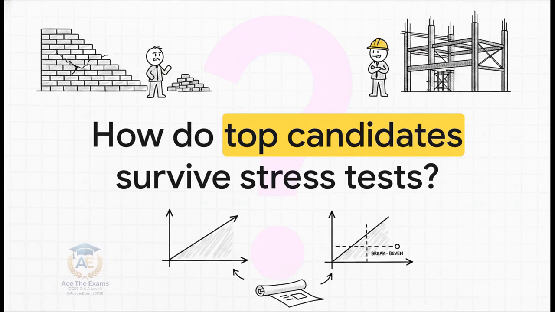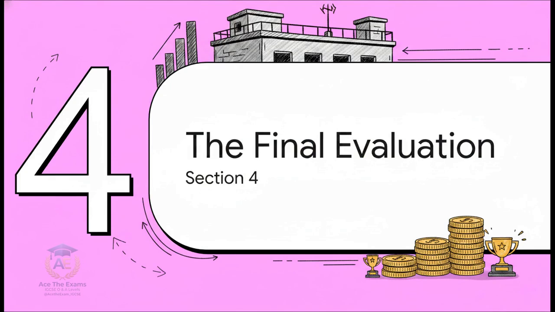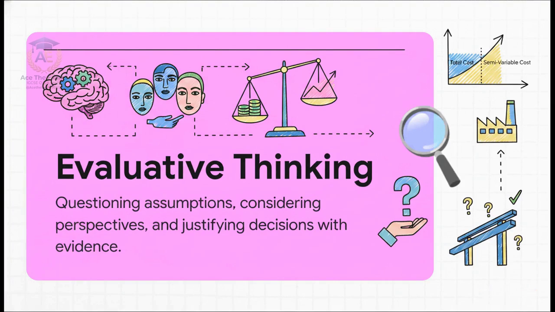Let's pivot and look at how we apply those finishing evaluative touches. Section 4, the final evaluation. This is where the highest assessment tariffs are awarded. Now, what's really interesting about this slide is how it defines evaluative thinking. It means questioning assumptions, considering completely different perspectives, and rigorously justifying your decisions with solid evidence. Top-scoring candidates don't just calculate, they structurally question and logically justify absolutely every single beam they place.